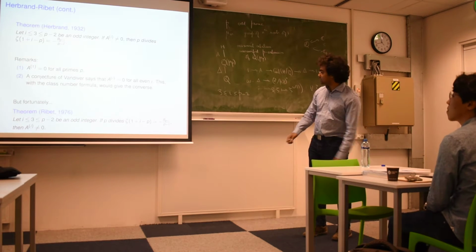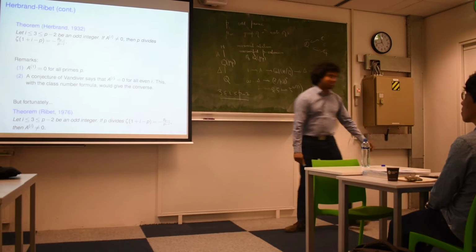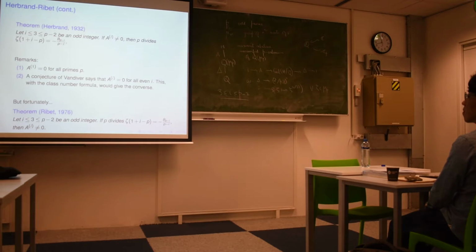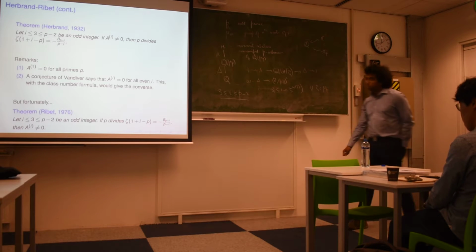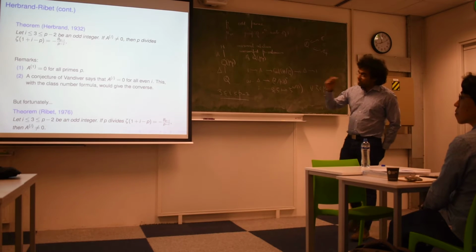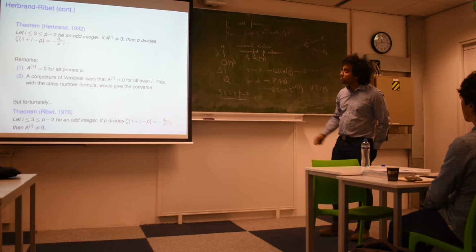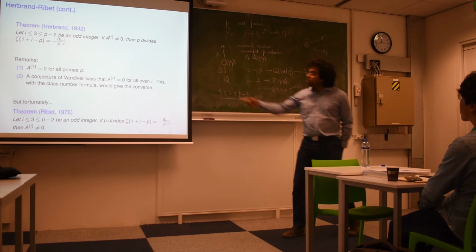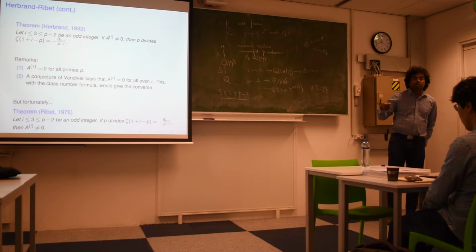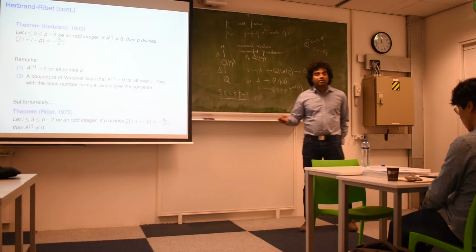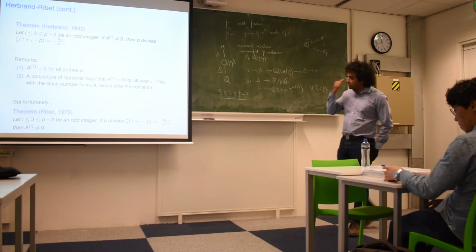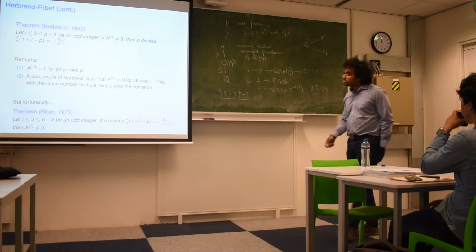So again, there's a typo because I just copied this first part from above. Okay, so it's the converse. If p divides the numerator of this value, then A_i is non-zero. Okay, so this theorem is much harder than Herbrand's theorem, because from this divisibility you want to come up with elements in the ideal class group. So you want to come up with some cohomology classes, if you like. So it's much harder, and the proof involves modular forms.